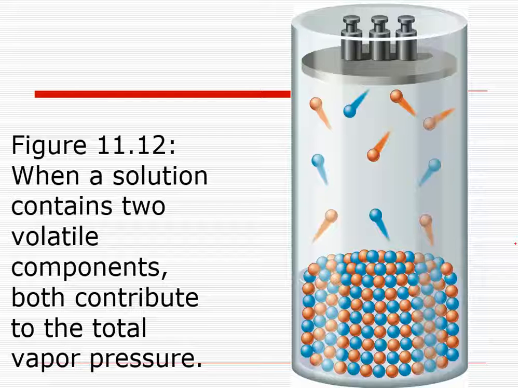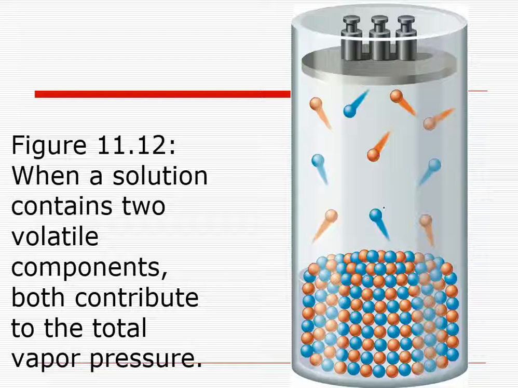So here's a schematic of a solution where both the solute and the solvent are volatile. See how we've got red and blue spheres here in the liquid phase. I don't know which is the solvent, which is the solute, it really doesn't matter for this particular scenario, but notice in the vapor phase we also have both blue and red spheres. So that means that both of the particles are vaporizing at the surface, not just the solvent.